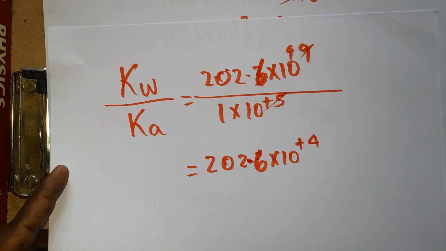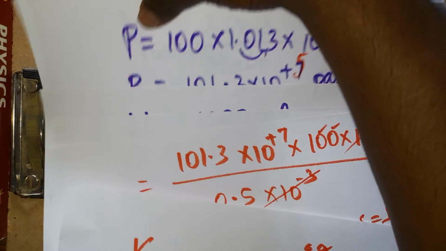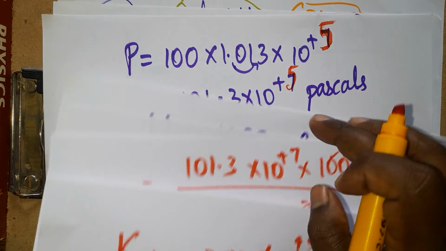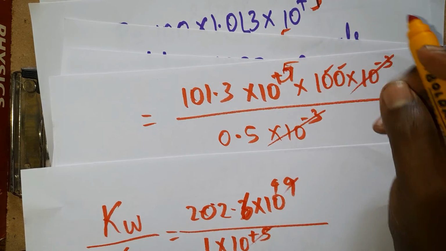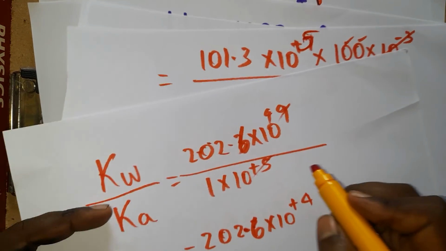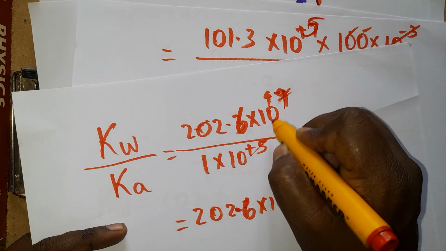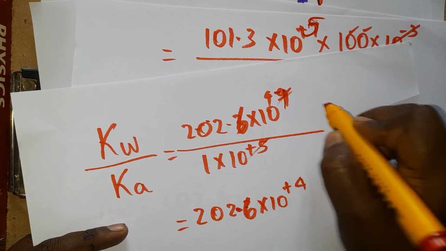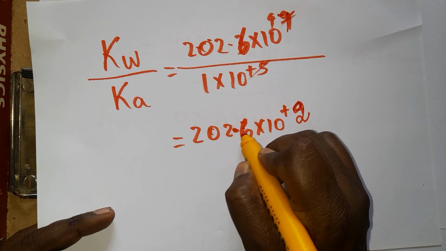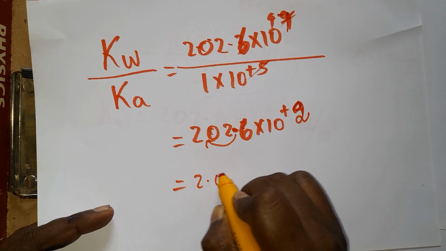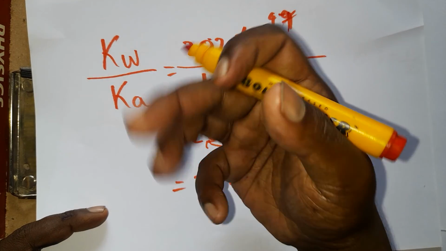I made one small mistake. Atmospheric pressure is actually 10 power plus 5 pascals, so here 5 will come. The decimal moves two places, so 5 plus 2 gives 7 in the pressure. Then 5 and 7 get cancelled, and only 2 remains, so the power will be 2. Moving the decimal two places, it is 2.026 into 10 power plus 2. This is the comparison of water versus air. A small mistake.